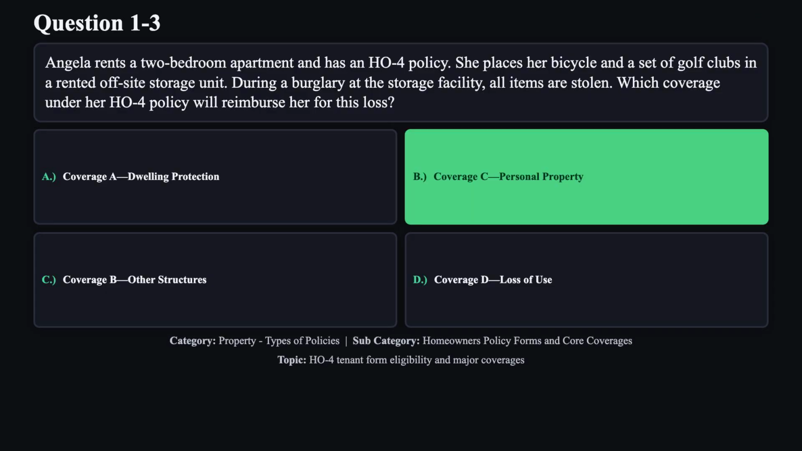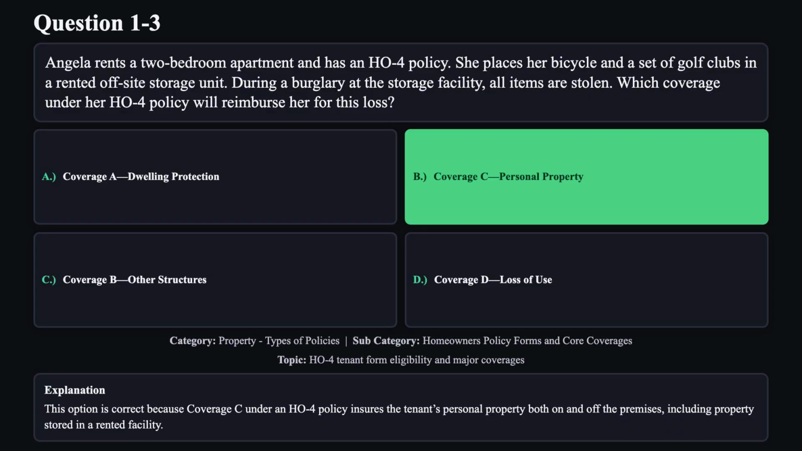The correct answer is B. This option is correct because Coverage C under an HO4 policy ensures the tenant's personal property both on and off the premises, including property stored in a rented facility.